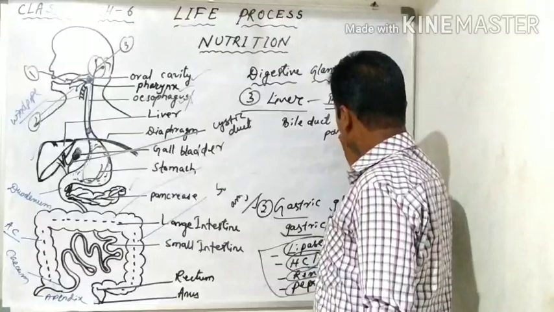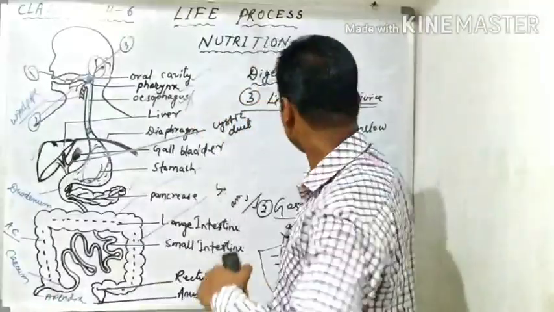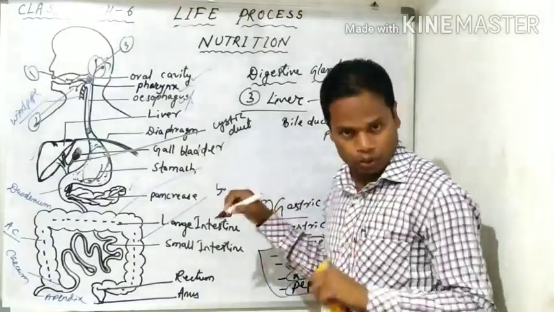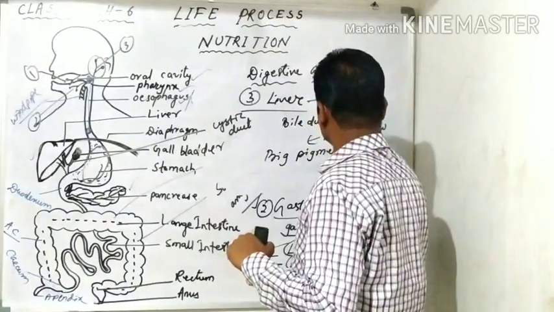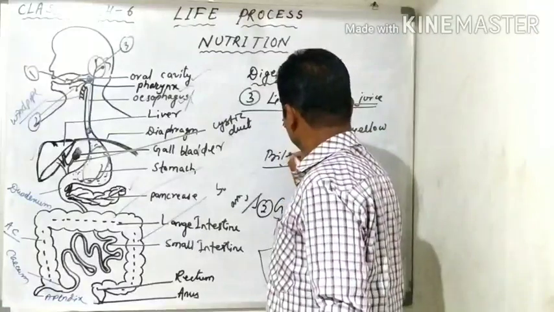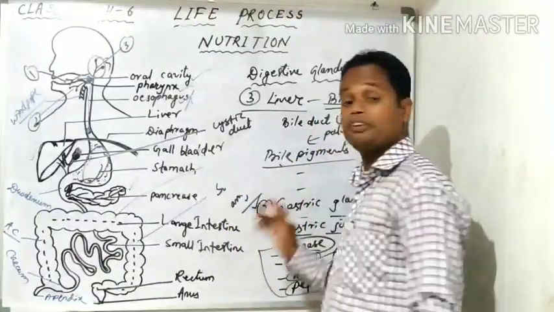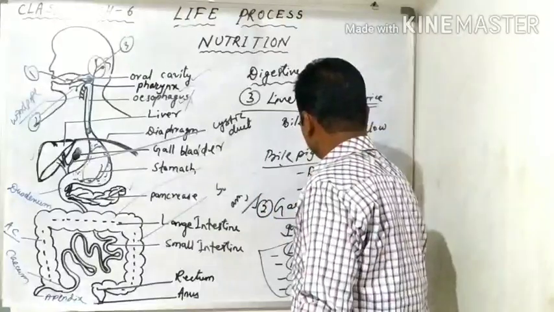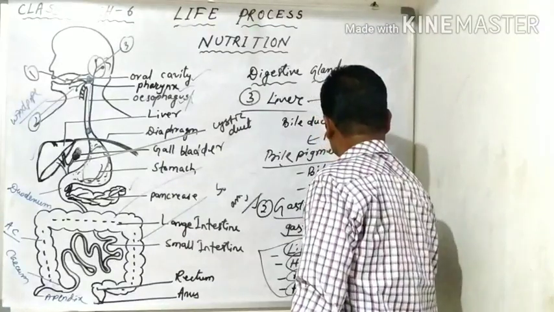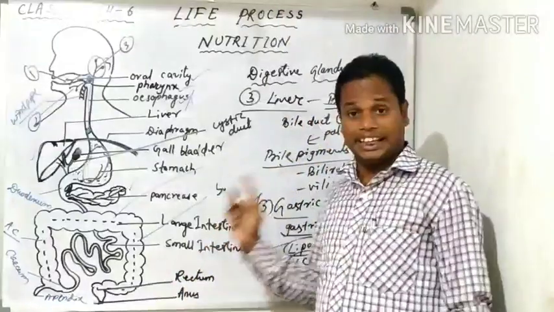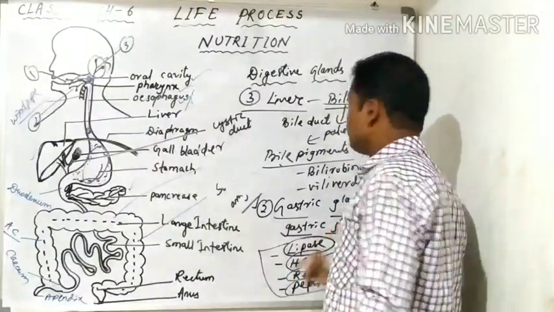Bile juice is one pale yellow colour liquid. Pale yellow means light yellow colour liquid. The bile juice is pale yellow in colour because of the bile pigments. There are two bile pigments present in bile juice. Number one is bilirubin, second one is biliverdin.